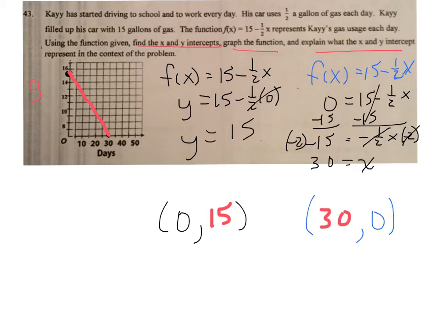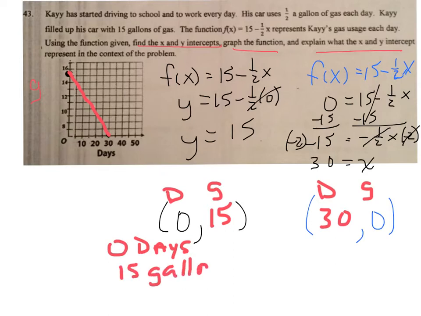Now what do they mean? Well, remember, these are days and these are gallons. So at 0 days, we're going to start off with 15 gallons. Then in 30 days, we will have 0 gallons.